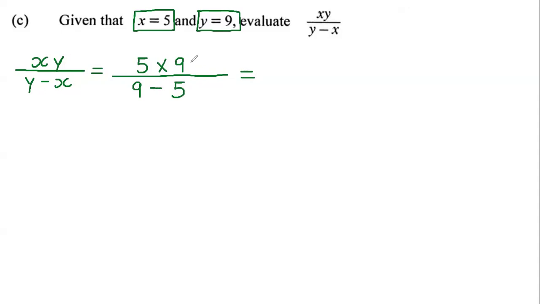So x is 5. Y is 9. Okay. What is 5 times 9? That's going to be what? 45. Very good. All over. What is 9 minus 5? 3. No. 4. Oh my gosh. So we have to divide, right?